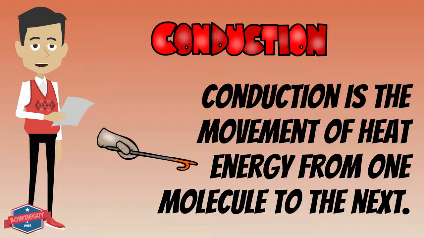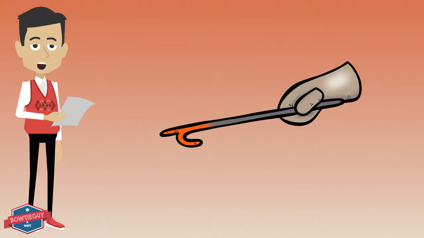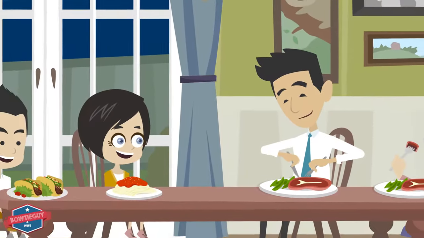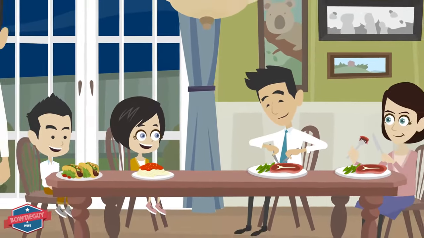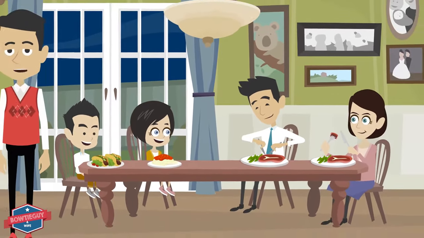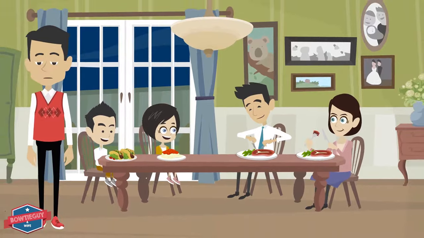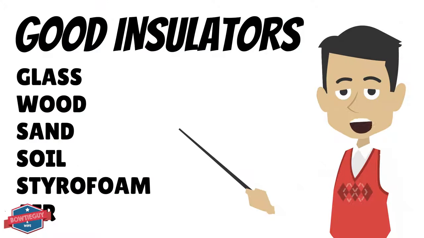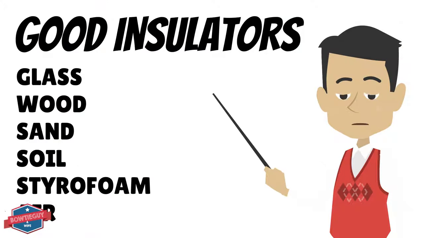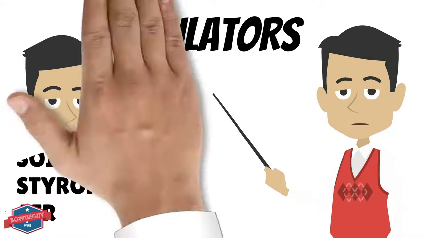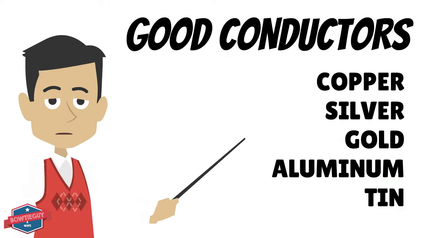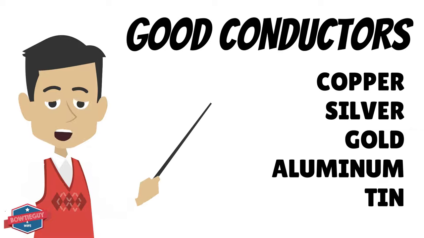And thank goodness there's a glove here. That is an insulator. It is a material that does not conduct heat well, and it actually prevents the hand from being burnt. Insulators are used in the walls and ceilings of homes to keep heat out in the summer and keep heat inside in the winter. Some good insulators are glass, wood, sand, soil, styrofoam, and air. Most metals, such as copper, silver, gold, aluminum, and tin, are excellent conductors.